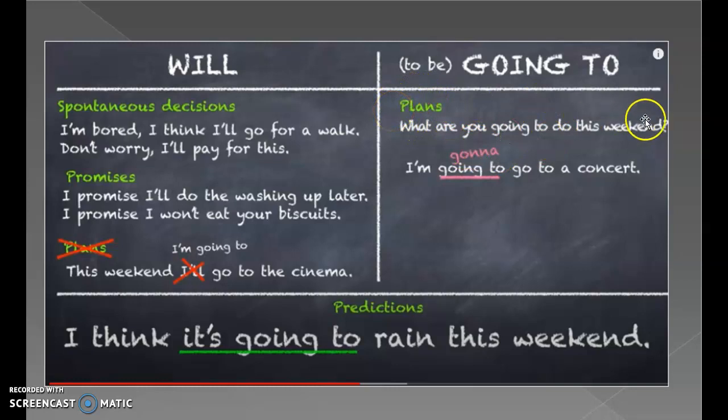What are you going to do this weekend? I'm going to go to a concert. Como les había dicho, podemos omitir el going to y podemos utilizar I'm gonna. I'm gonna go to a concert. I'm gonna go to visit my mother. I'm gonna go to take some pictures around the park. I'm gonna walk. I'm gonna work. I'm gonna study. Remember this one. Predictions.